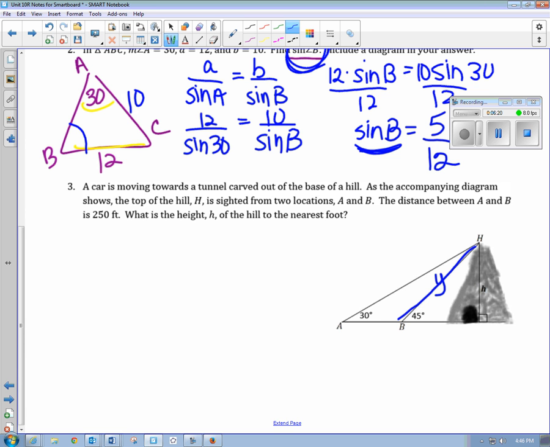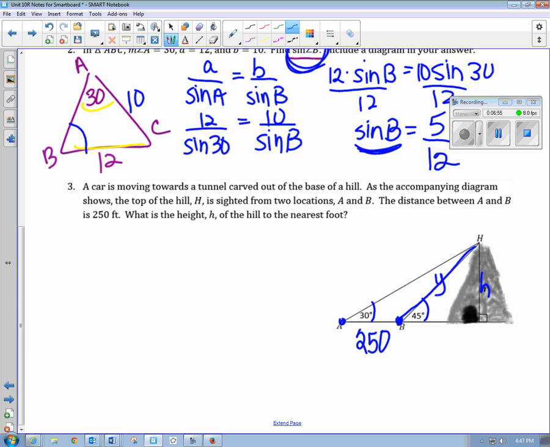So when I take a look at the information that's here, it's talking about a car moving towards a tunnel, and the top of the hill, which they've labeled H, is sighted from two locations, A and B. And the distance between A and B is 250. When they say that it's sighted, it means that they found these angle measures measuring from A and B back up to the top of the hill. So they've got somebody standing at points A and B, looking up at the top of the hill, what was their angle of elevation. So in this particular case, we are asked to find the height, which is over here.